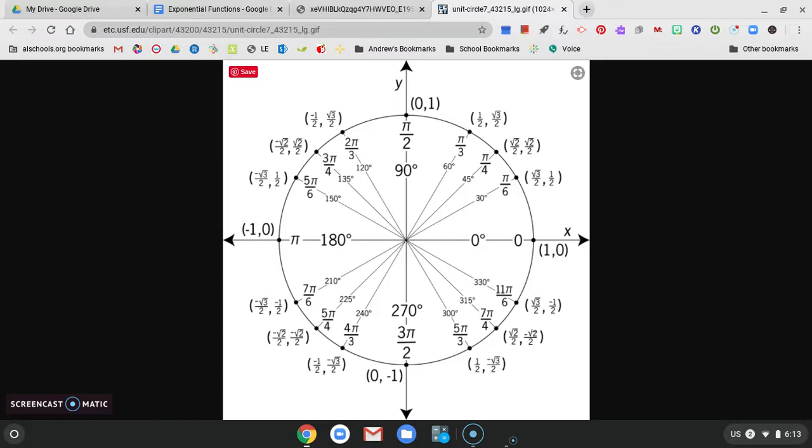With the unit circle, I'll remind you here, and I'll say it again at the end, cosine is represented with the x, sine is represented with the y. There's more to that, but I'm going to pass over that.